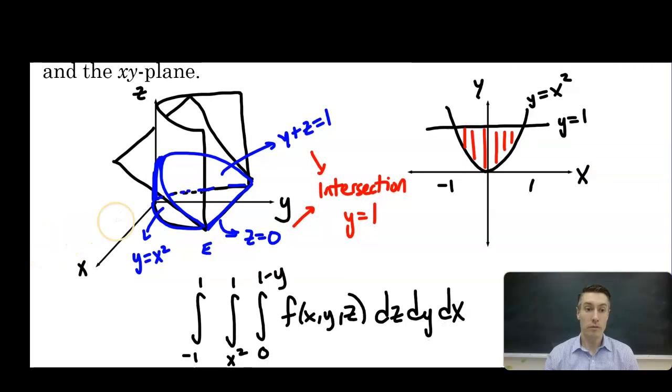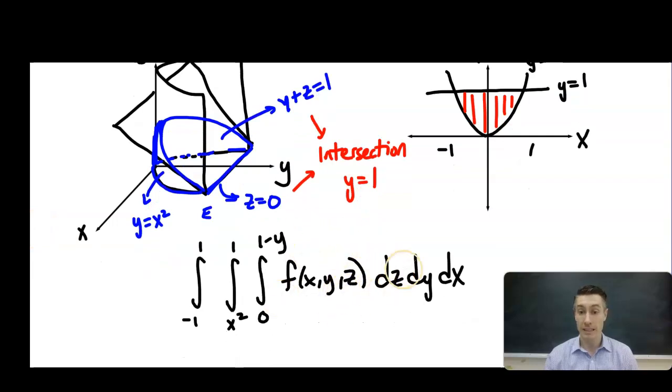Okay, so the first one, treating it as a type 1, projecting onto the xy plane. This is the region of integration. Should be this wedge shape. Hopefully your drawing looks something like that. Projecting onto the xy plane, we have y equals x squared, and the intersection between two surfaces, y equals 1. So there's our region. So our triple integral of the function, dz dy dx, we're going from 0 to 1 minus y. So those are the two z equals surfaces, the bottom and the top. And then the double integral going from x squared to 1, negative 1 to 1.